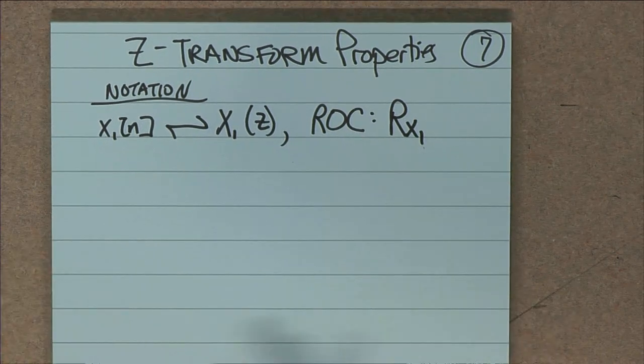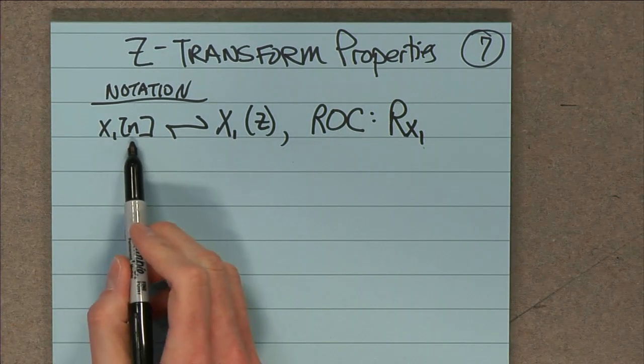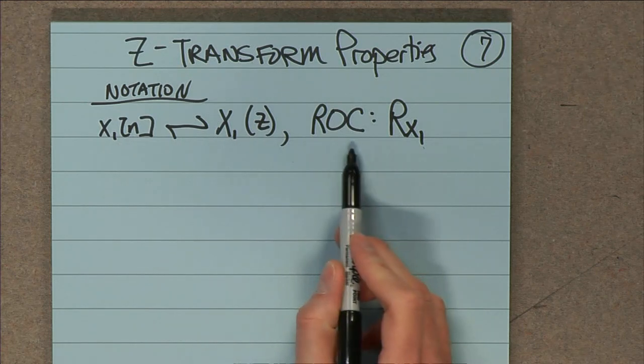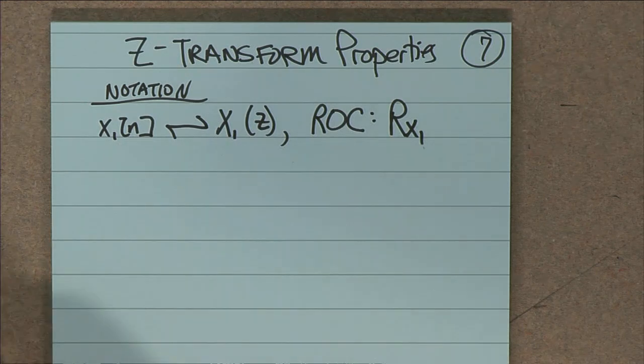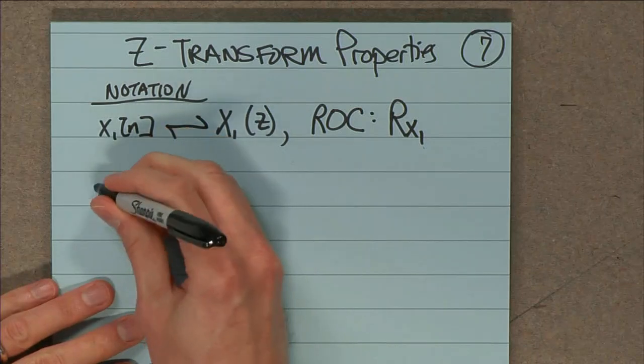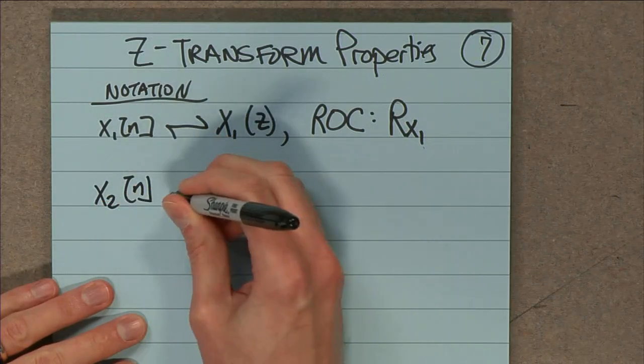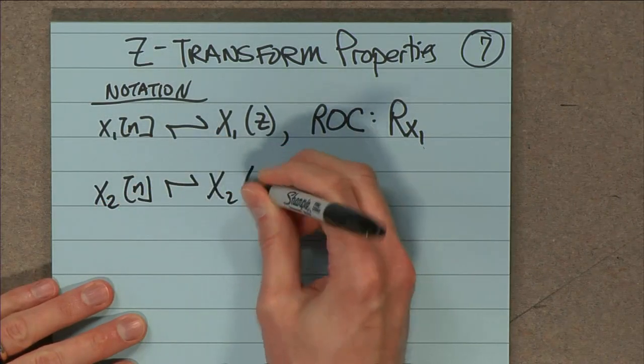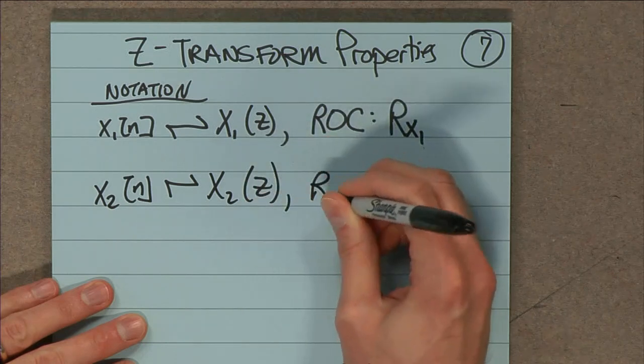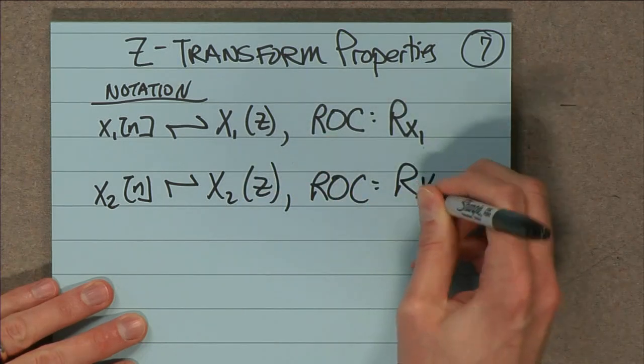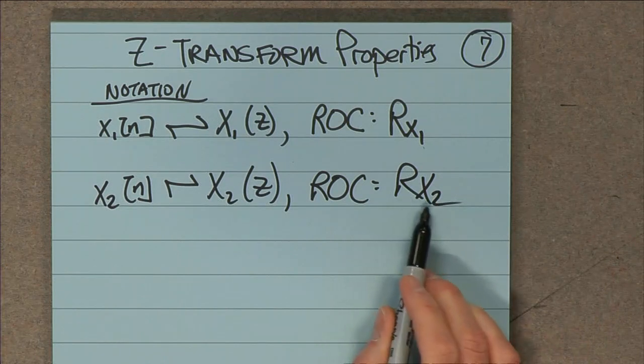So if we want to talk about a z transform, we'll say x1 is the time sequence, x1 of n, it converts to x1 of z. The region of convergence is capital R, x sub 1, and so on. Sometimes we're going to have to talk about two different sequences, so we'll need capital R, x sub 2.